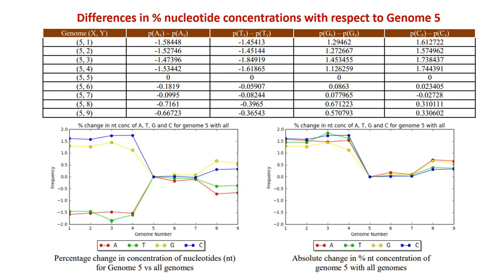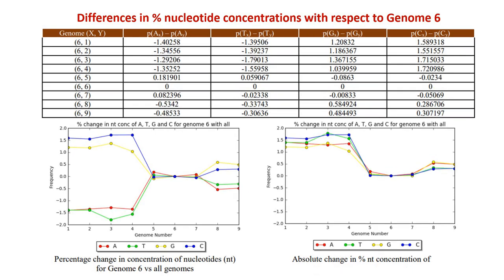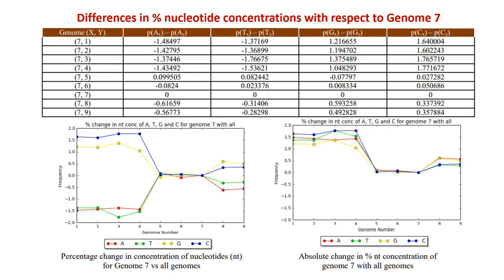Please look at this slide. Surprisingly, we see a reverse behavior in the differences in percentage nucleotide concentrations with respect to genome 5 and remaining 8 genomes which are shown in this graph. Here we see the reverse behavior of the differences with respect to genome 6 and remaining 8 genomes which are shown in this graph. Once again, we see the reverse behavior of the differences with respect to genome 7 and remaining 8 genomes which are shown in this graph.